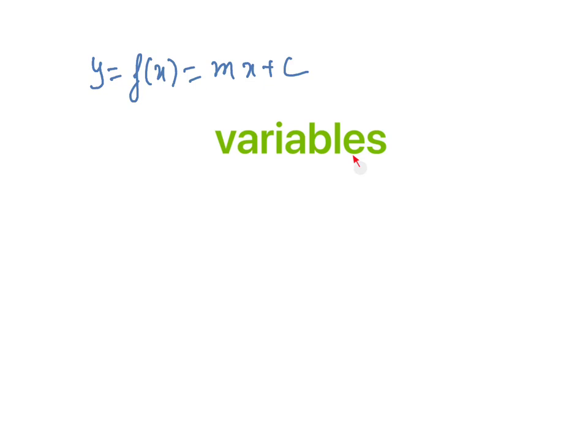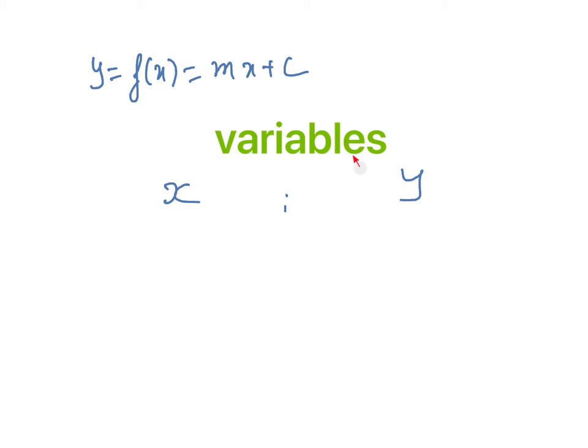Let's look now at the straight line. A straight line we represent as y is equal to mx plus c. This is how we write. Now I'm going to rewrite it as y is equal to f of x is equal to mx plus c. Y is a function of x, and the function is mx plus c. A function has variables. What are the variables here? The variables are my x and my y. There are two variables, x and then y.